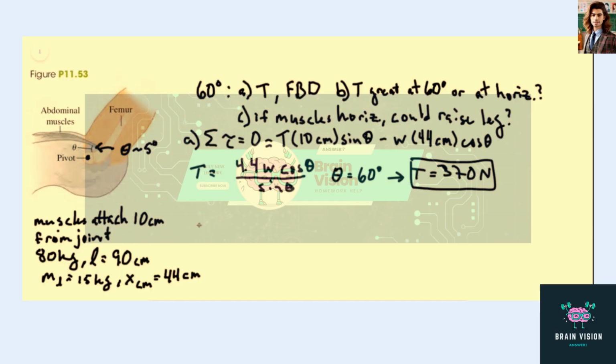And a free body diagram of this looks something like so. We have the pivot at the hip, and now there's going to be forces here that we're going to not draw in because we don't know what they are and we don't care for this problem. There's going to be the weight of the leg, and then the tension of the muscles. This is going to be located 10 centimeters along. This is going to be located 44 centimeters along. And this makes an angle theta.